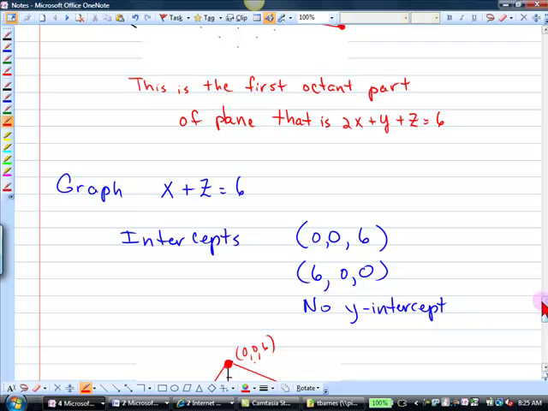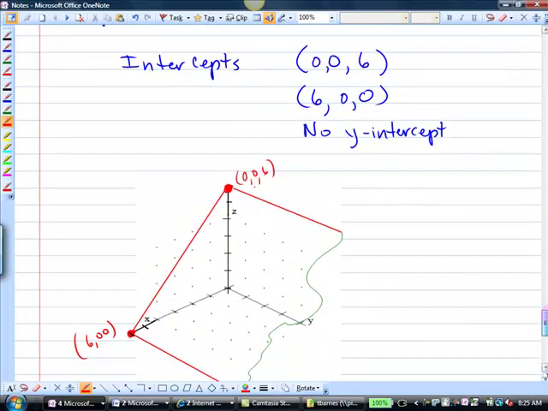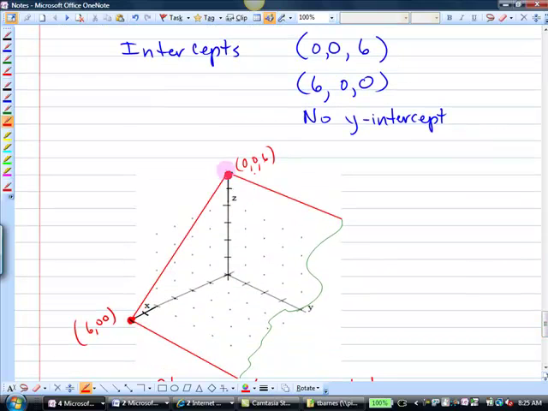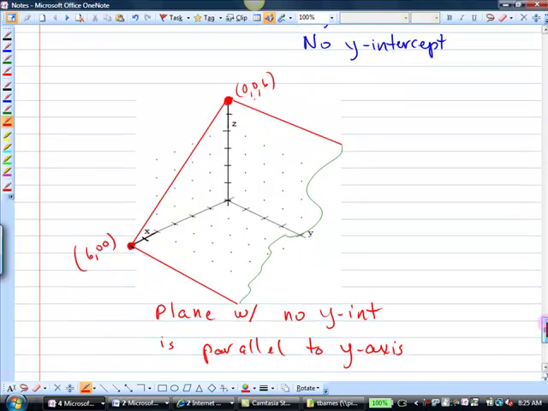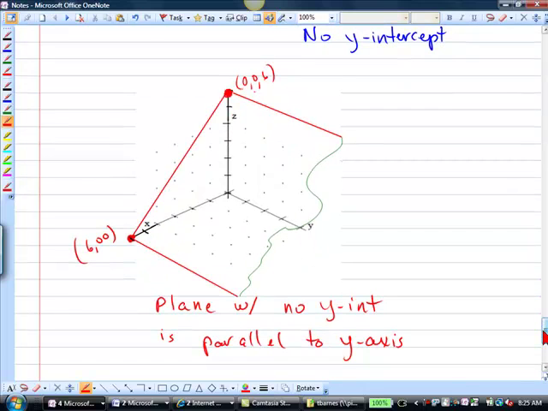So when we go to graph that, we have these two, and so that plane isn't going to hit on the y, so it's kind of shown that it's going on. This is just a part of it, and so I just kind of did it like a puzzle piece, but it doesn't have a y-intercept, okay? The plane is parallel, if you will, to the y-axis, although I don't think it looks that way.